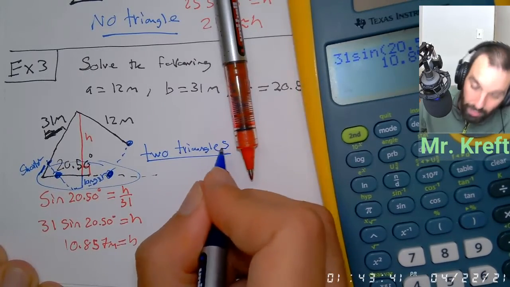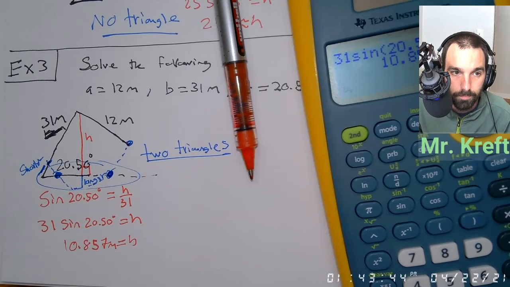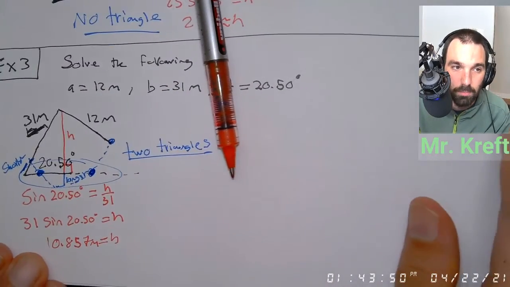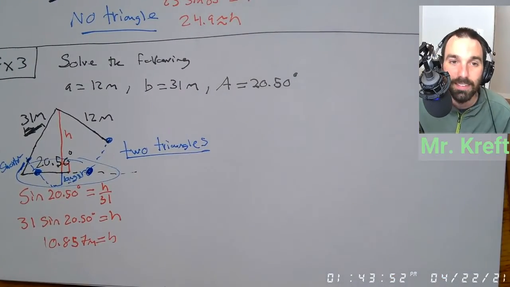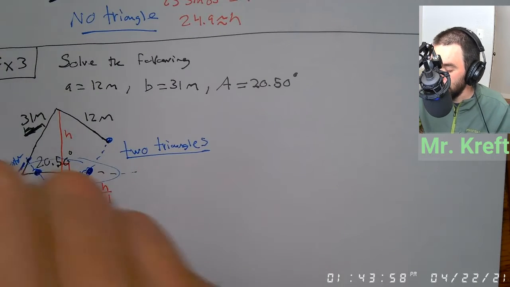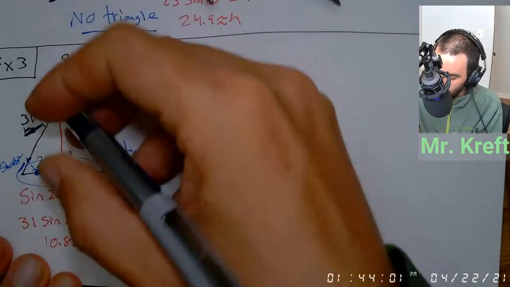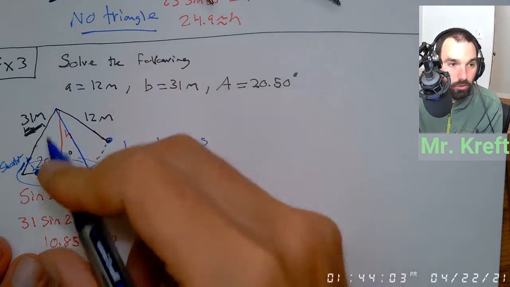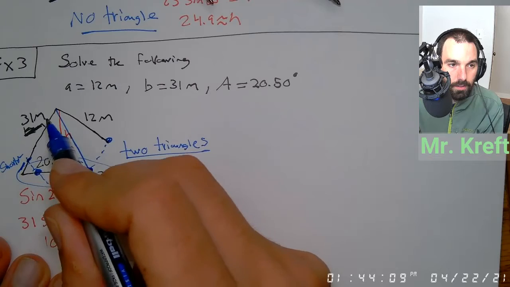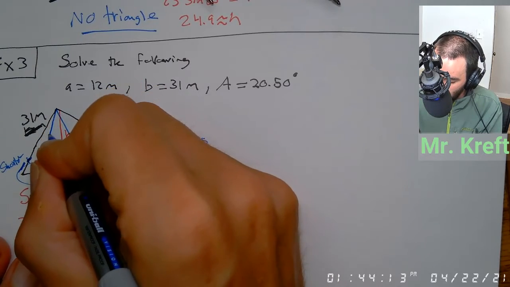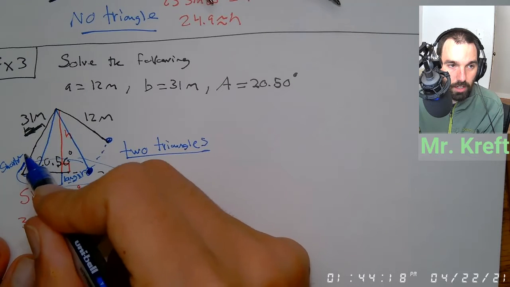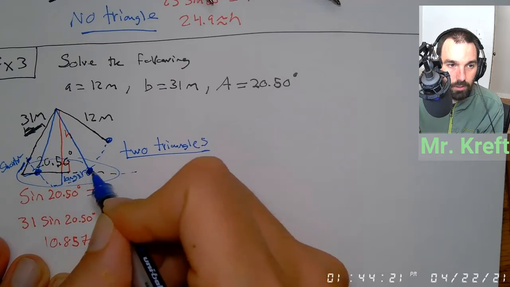So if there's 2 triangles, we have to solve both triangles. Okay, so this is our worst nightmare. So we have to find a total of 6 missing pieces. We have to find the 3 missing pieces for both triangles. There's going to be this bigger triangle. Do you guys see this bigger triangle right here? And then there's going to be this smaller triangle like this. Do you guys see that?